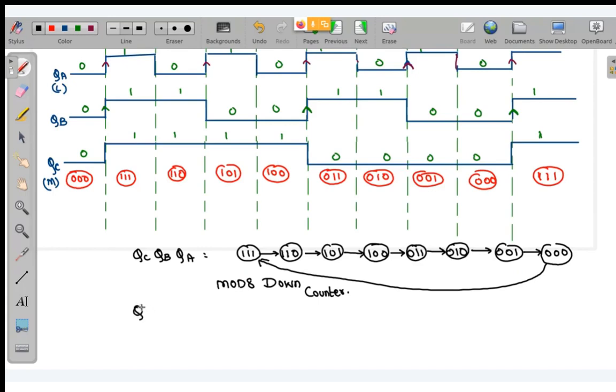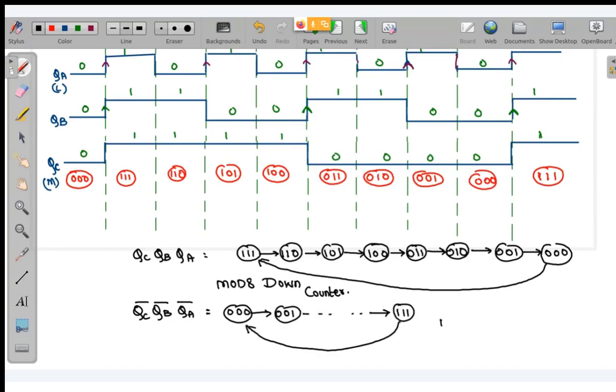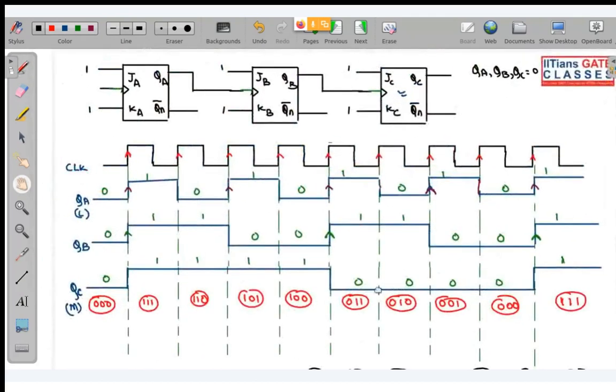Now if you had taken output from QC complement, QB complement, QA complement, then it would have been just the complement of all the states. So this will be 0, 0, 0, 0, 0, 1, like this till 1, 1, 1, and again back to 0, 0, 0. So this will be a mod 8 up counter. So first quickly note this down. First make the diagram properly and note down, and then we will discuss.